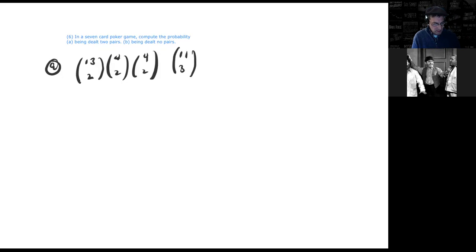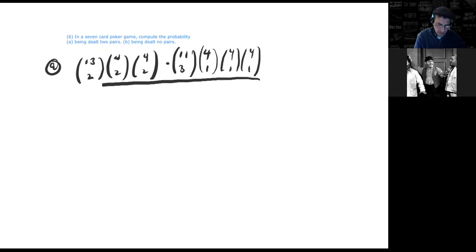Now each of those denominations gives me 4 choices to choose from. So 4 choose 1 times 4 choose 1 times 4 choose 1. And that is the number of ways of building 2 pairs out of 7 cards dealt to you. And then the denominator would be 52 choose 7, the number of ways of dealing 7 cards out. So that's part A.